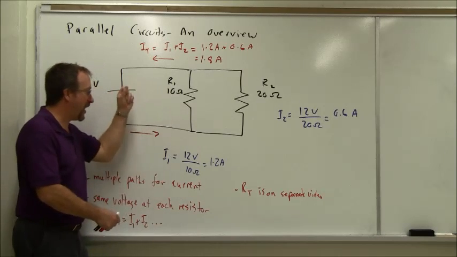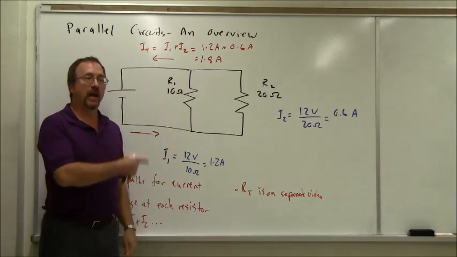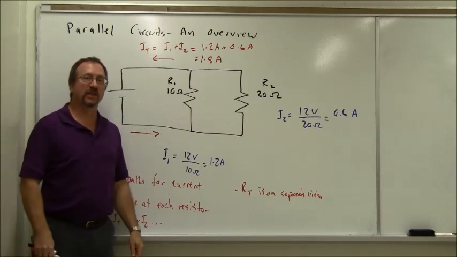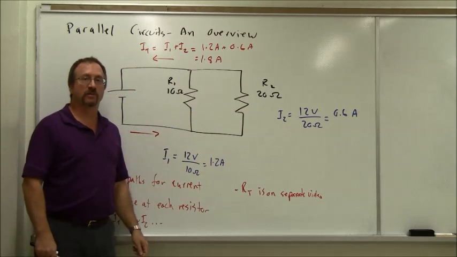So, multiple paths, multiple resistances, same voltage on each resistance, and the current will take the path of least resistance, so you get more current through the lower resistance, less current through the greater resistance.